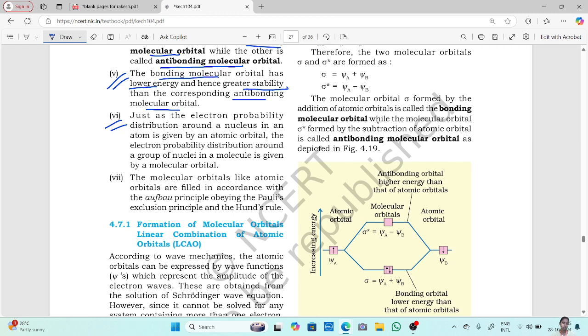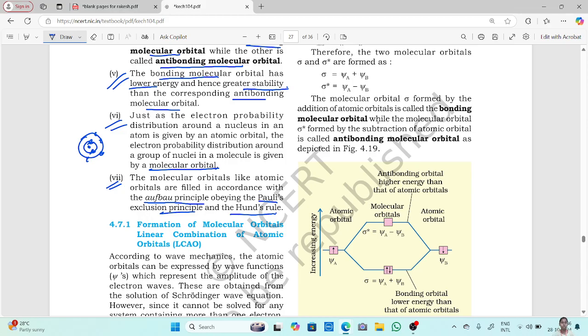Now, how are the electrons arranged in the atomic orbitals in an atom? Surrounding the nucleus, you have electrons arranged, right? That 2 and 8 form an octet. So similarly, how the electrons will be distributed around the nuclei in a molecule is given by your molecular orbital. The molecular orbitals, like atomic orbitals, are filled in accordance with the Aufbau principle, obeying Pauli's exclusion principle and Hund's rule.